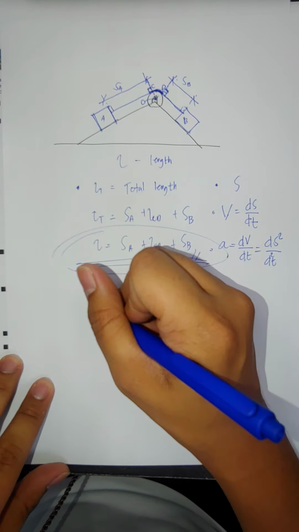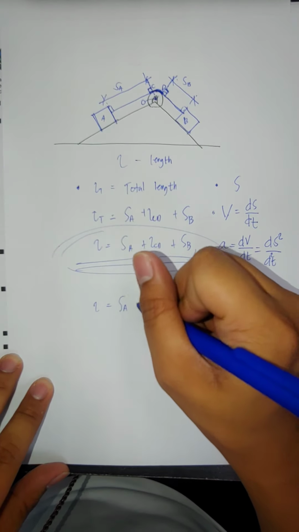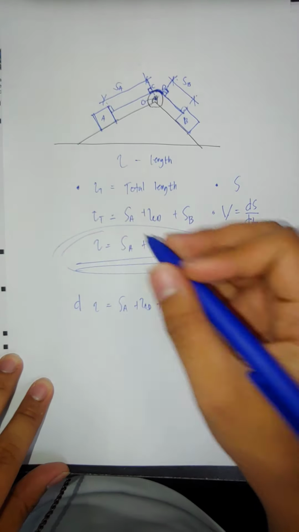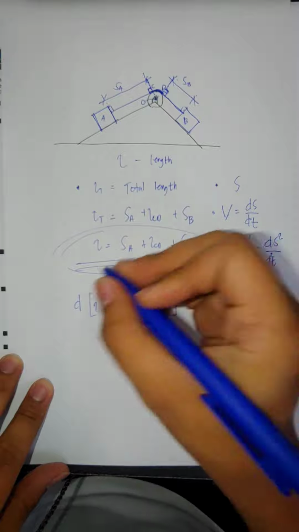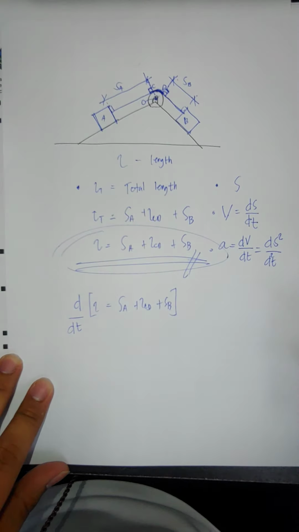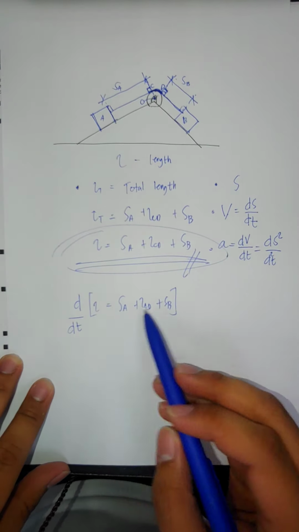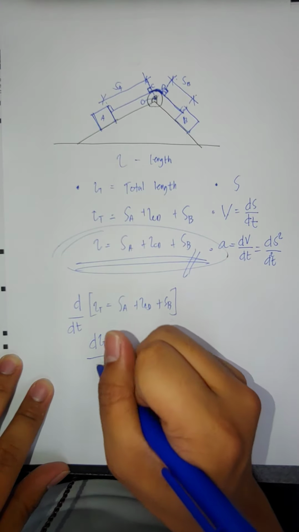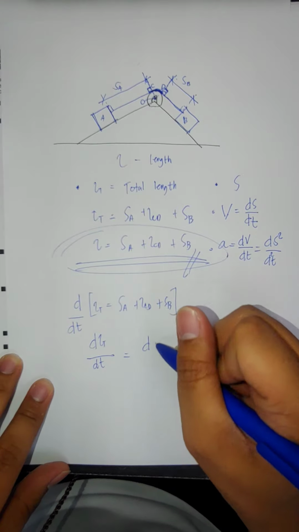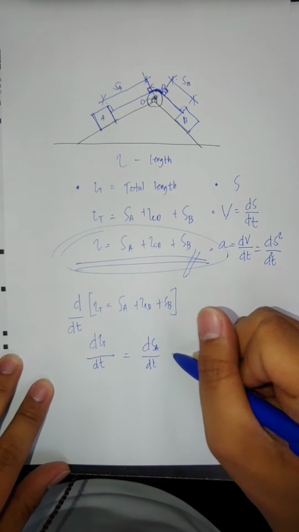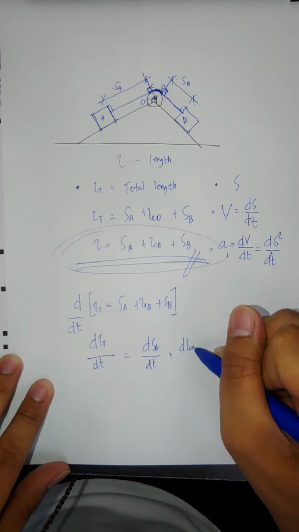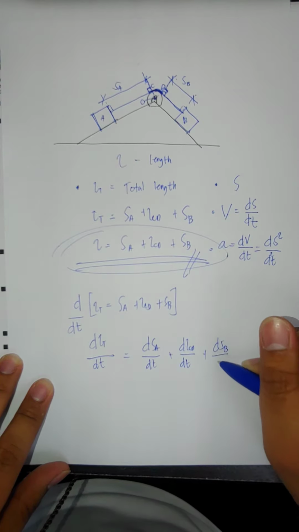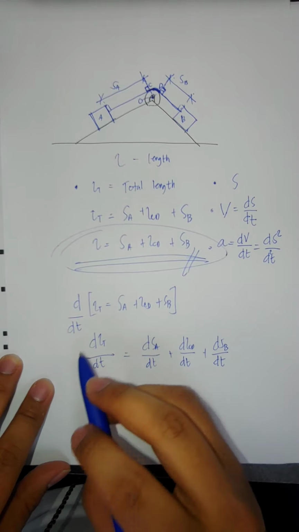So if we have the length is equal to S sub A plus L sub CD plus S sub B, if we derive or differentiate the whole equation with respect to time, di ba pwede man nato ni mura siyang ma-distribute. So we have dL_T over dt is equal to dS_A over dt plus dL_CD over dt plus dS_B over dt. So mao ni siya iyang itsura.